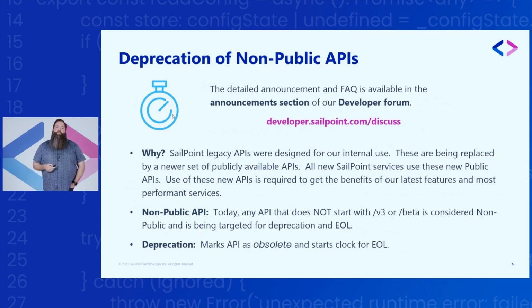Now let's talk a little bit about our deprecation of non-public APIs. This is an announcement, again, that we made within the last couple of weeks, and there is a lot more detail than I'll be able to cover today available out on developer.sailpoint.com. So I really encourage you to go there for the FAQ on the developer forum. Why are we doing this? Well, these legacy APIs lack some of the features and controls that you would expect in a modern API library.